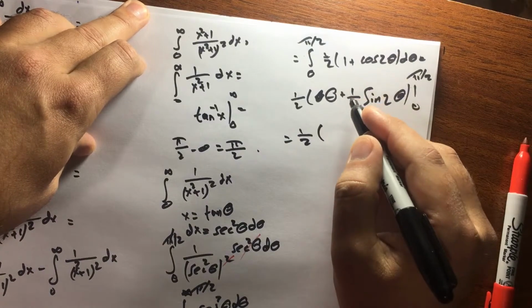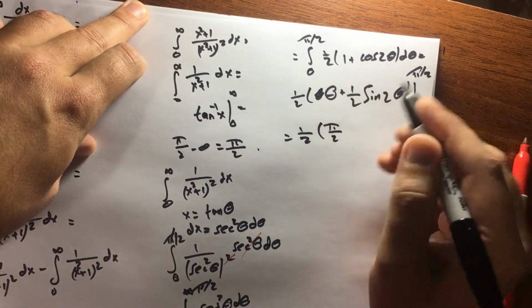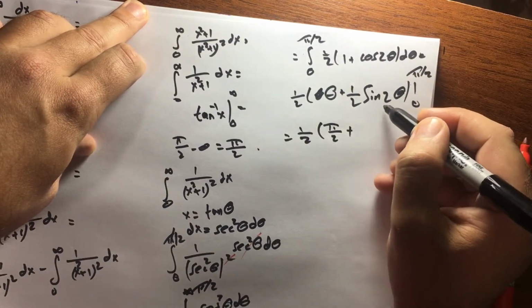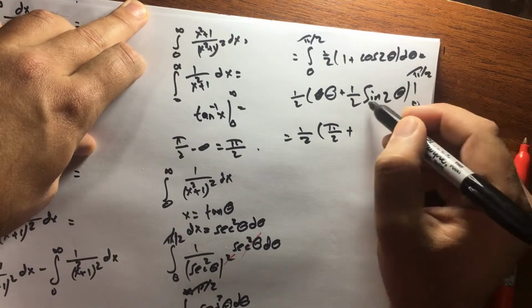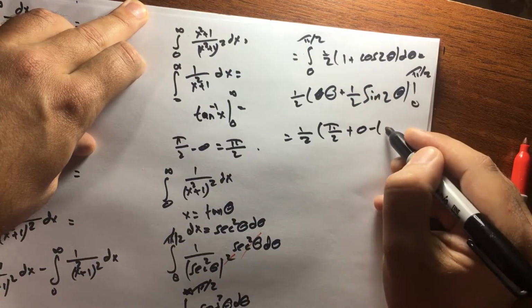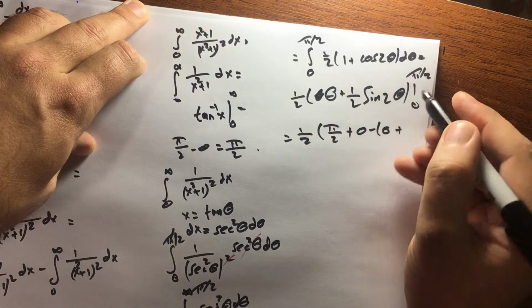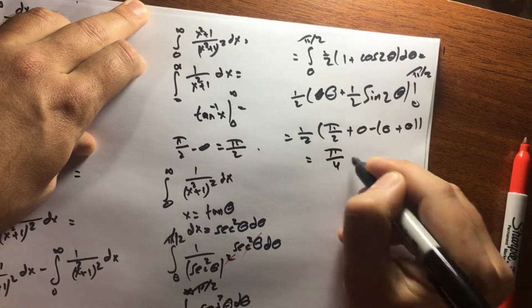And this equals 1 half. When theta equals pi over 2, we have here pi over 2 plus, now when the upper limit is pi over 2, then 2 times pi over 2 is pi, and sine of pi equals 0. This is minus, when the lower limit is 0, we have here 0 plus sine of 2 times 0 is 0, and sine of 0 equals 0. So we have here pi over 4.